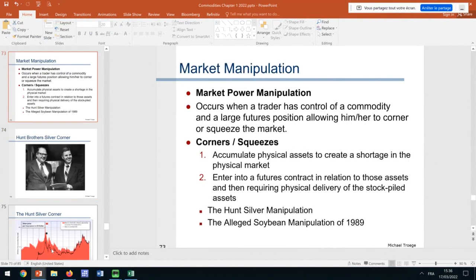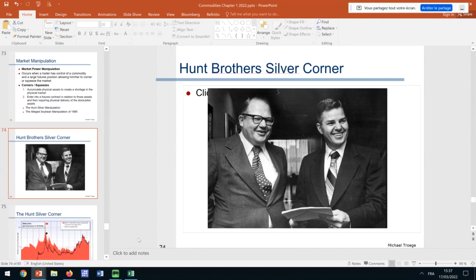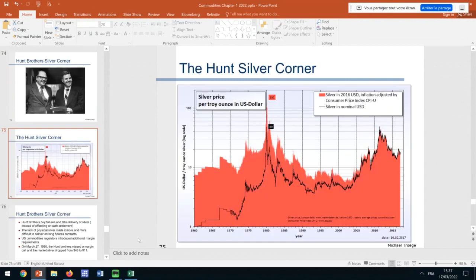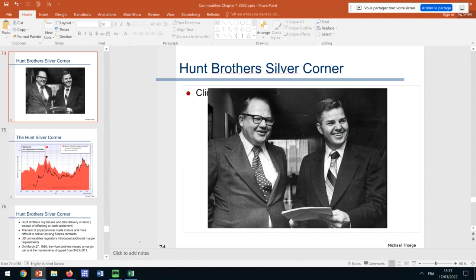And that's actually a pretty standard way of manipulating commodity markets. This is called a corner or a squeeze. The classic corner is the Hunt Brothers Silver Corner, an event that took place in the late 70s in the silver market. The Hunt Brothers are two brothers who inherited a lot of money, and then they decided to corner the silver market.